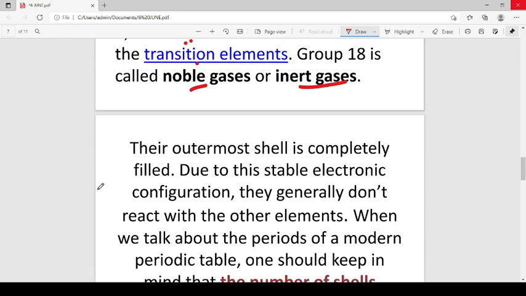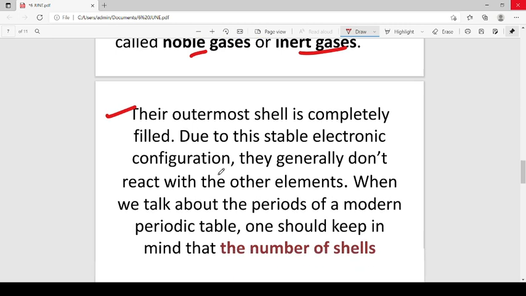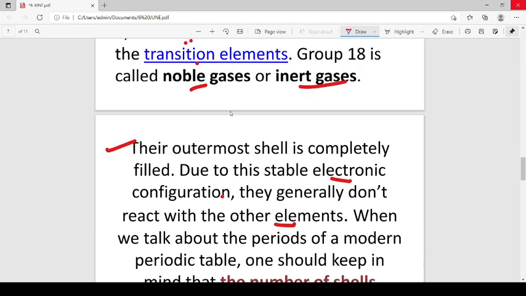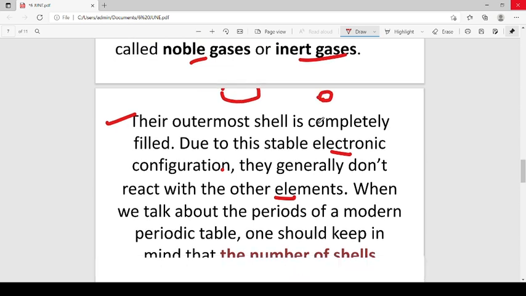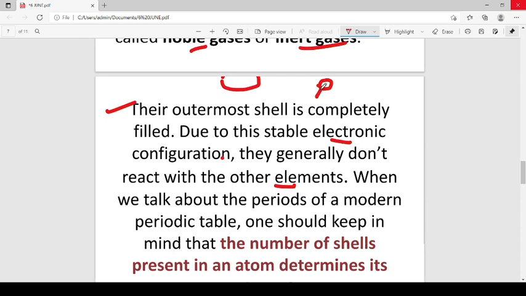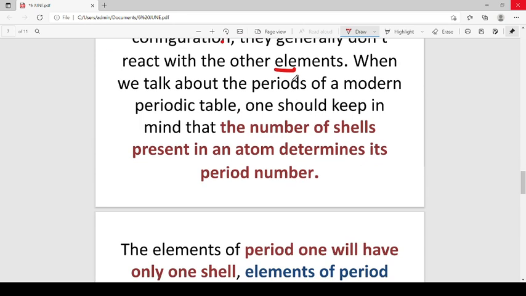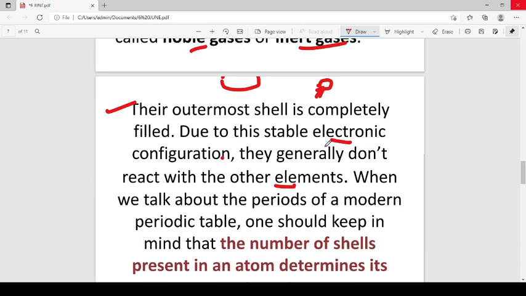Now the outermost shell is completely filled for all these elements. Because of the stable electronic configuration, they don't react with other elements. When the elements are placed in an orbital, the outermost shell is completely filled in the orbits. So they are electronically stable. They have a stable electronic configuration, so they don't react with other elements.